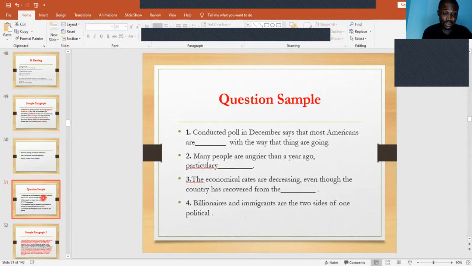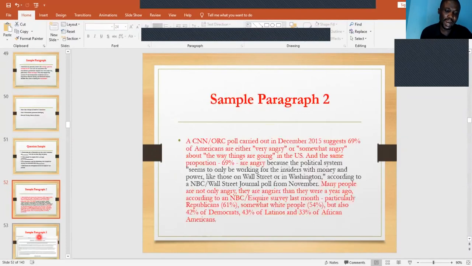Okay, these are the attending questions that follow that paragraph. Question 1, this is a fill in the gap question, sentence completion. Okay, so a conductor poll in December said that most Americans are dashed with the way things are going. From the paragraph we just read, question 1 was not attended to. Question 2, many people are angrier than a year ago, particularly, none of such was mentioned. So you discover that this paragraph has not attended to any of the questions. You need to move to the next paragraph. And this is the next paragraph.